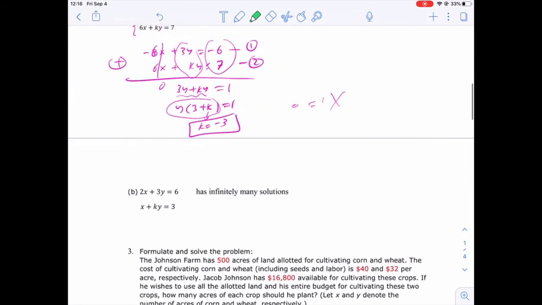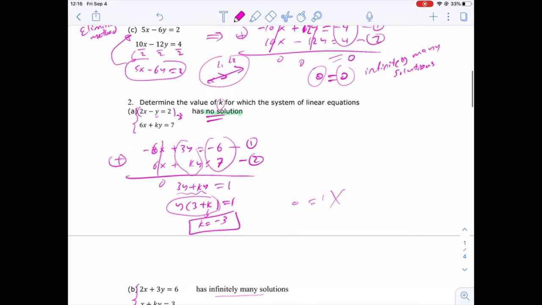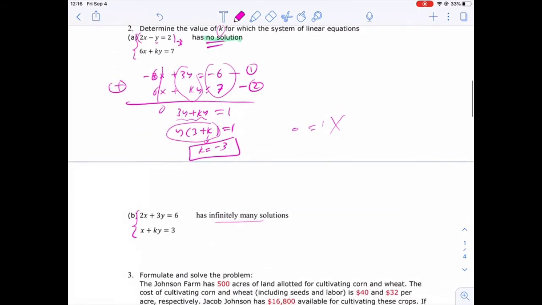Let's do another problem. Now for problem B, same thing. We want to find the value of k that gives infinitely many solutions. Infinitely many solutions can happen when we have the left hand side equal the right hand side, and in many cases we get 0 equals 0. So let's try to get that.